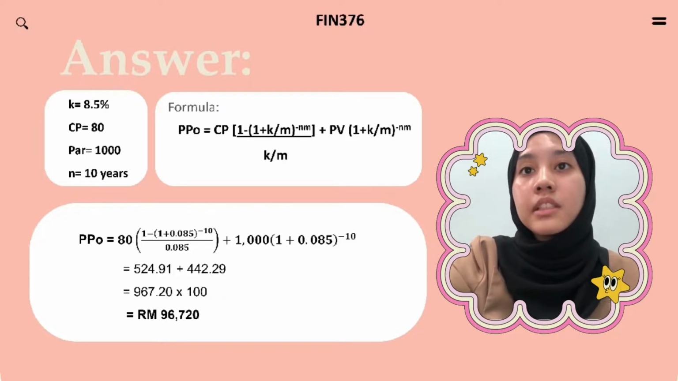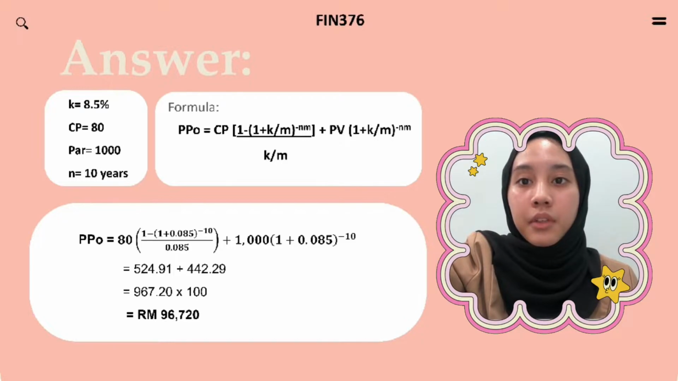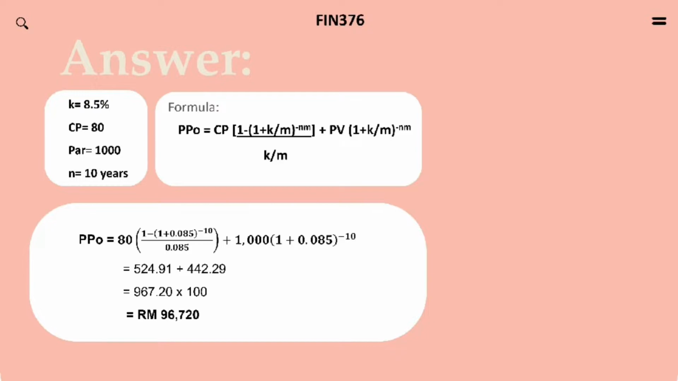times 100 because Encik Ali is the owner of 100 bonds of ABC bonds. And we will get 96720. So that is the purchase price for the bond that Encik Ali purchased for 2 years.